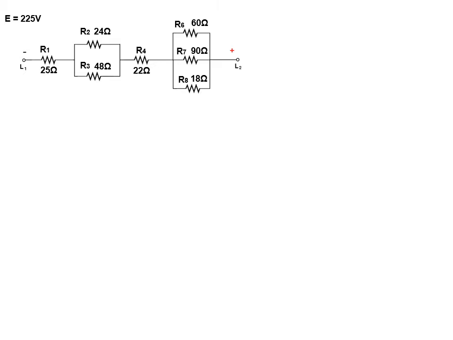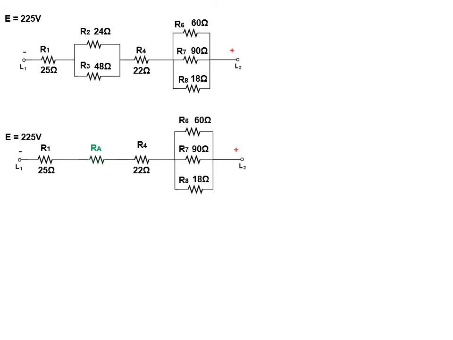R1 does not have the same current as 2 and 3. But when you examine 2 and 3, it's very similar to the one we did before, where the tip of R2 is tied to the tip of R3, and the tail of R2 is tied to the tail of R3. 2 and 3 are directly in parallel with each other. So you can start there, where you can make R2 and R3 an equivalent resistor, where RA is equal to 24 and 48 in parallel, which will give you a resultant of 16 ohms.